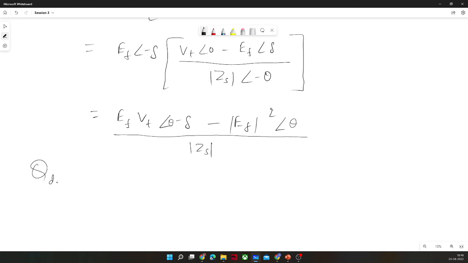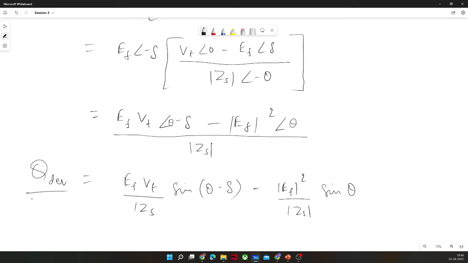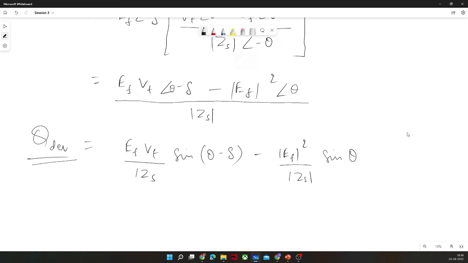So I can find the reactive power developed: EF VT by ZS sine theta minus delta, minus EF square by ZS sine theta. So this is the formula for developed reactive power. You do not need to remember anything. You can write it just like it is.